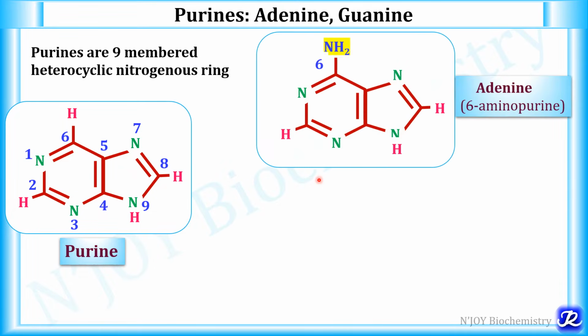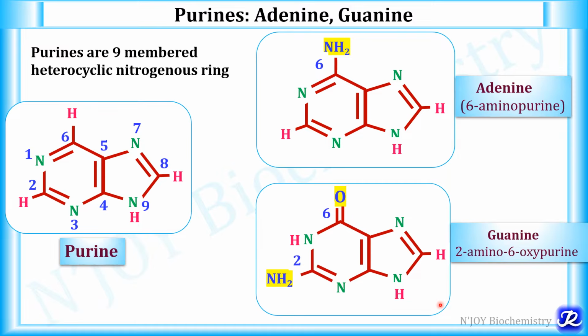So this is the structure of purine adenine. It is also called 6-aminopurine because at the 6th position amino group is linked. And this is the structure of guanine. It is called 2-amino-6-oxypurine because at the 2nd position amino group is attached and at the 6th position oxygen is attached. So there are two purines, adenine and guanine.